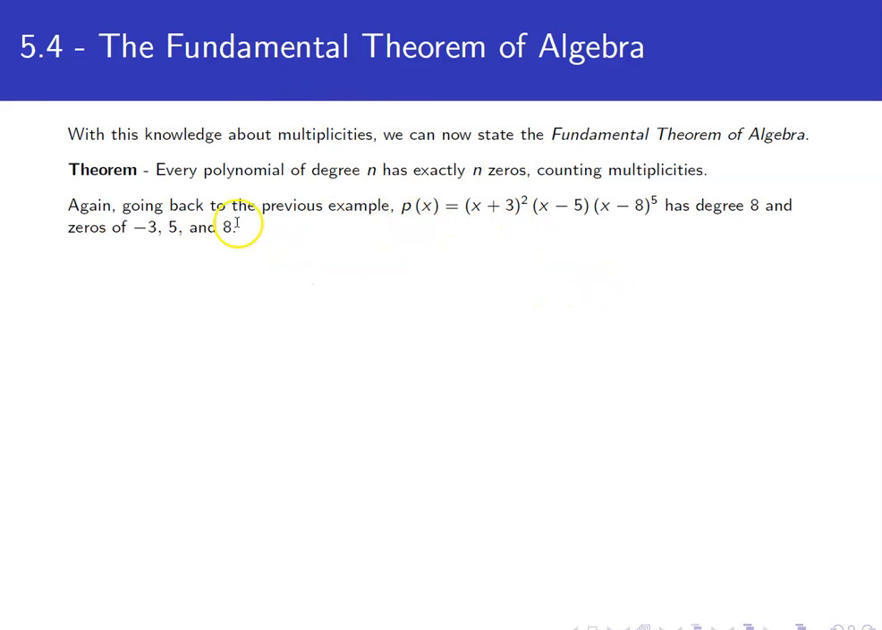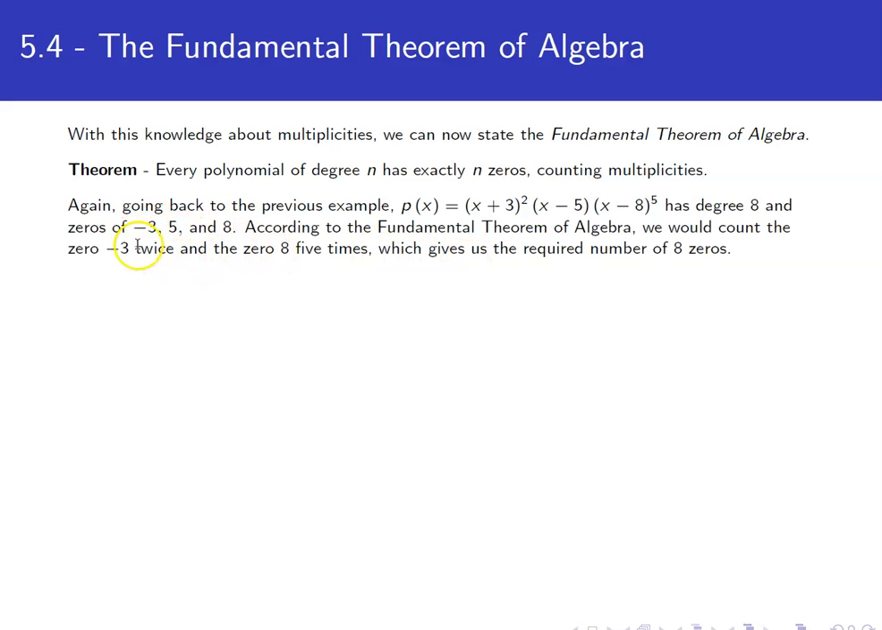All right, so going back to the original example, the polynomial has degree 8, and it has zeros at negative 3, 5, and 8, but we are going to count negative 3 twice because that's the multiplicity, and we're going to count the 0 8 times because that's the multiplicity, which gives us the required number of 8 zeros.